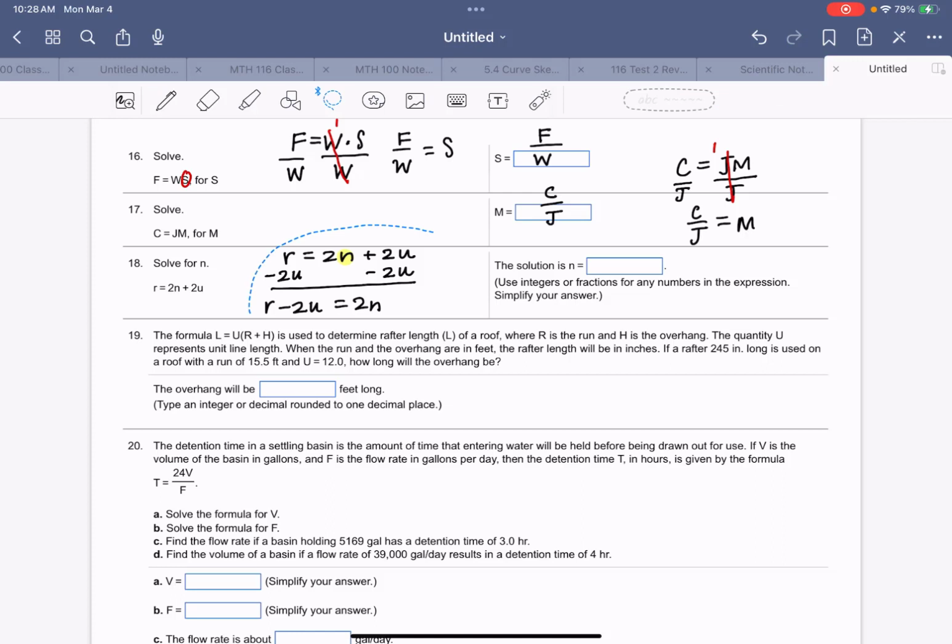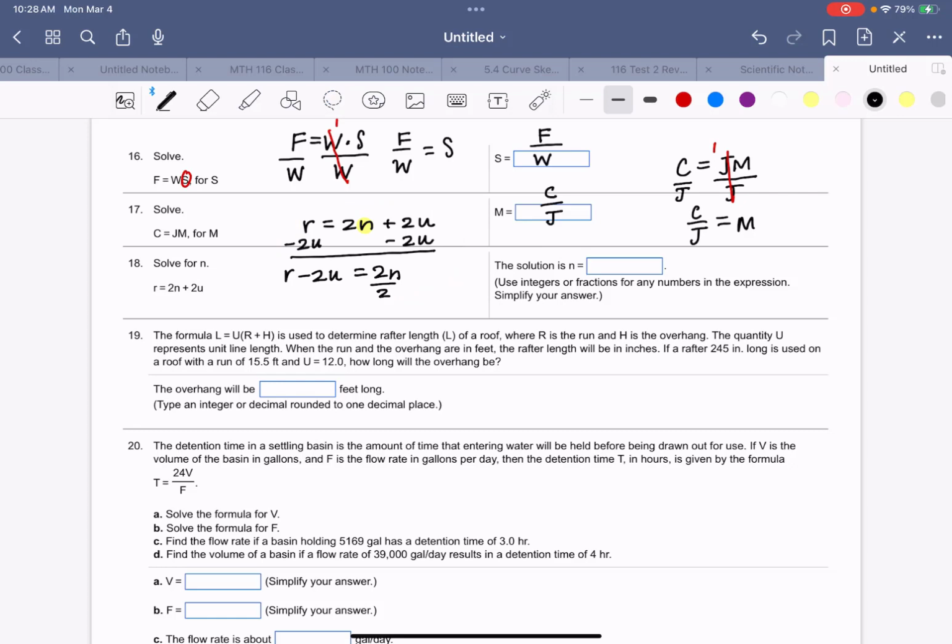And now, to get the N isolated, since it's being multiplied by 2, I've got to divide both sides by 2, and that means all terms. Now, over here on the right side, I can divide 2 by 2 because it's a factor, and factors can be reduced. But on this side, I have a subtraction, so I cannot divide those 2's. My only other option would be to write both terms over 2, so R over 2 minus 2U over 2 equals N, and then I can in fact divide those 2's out.